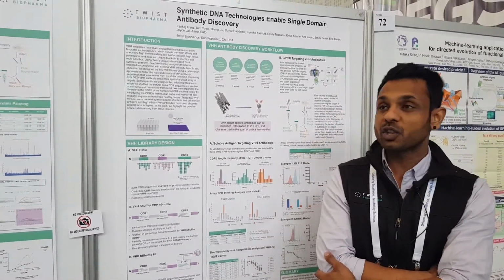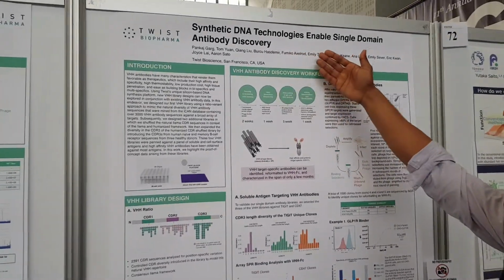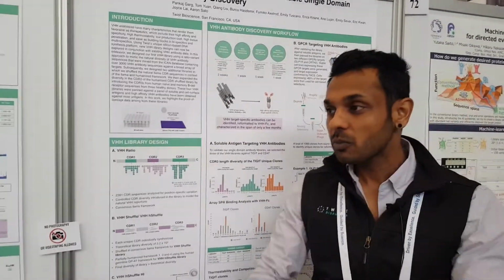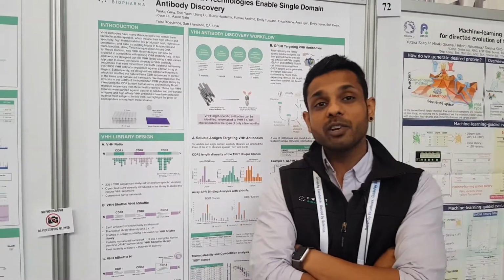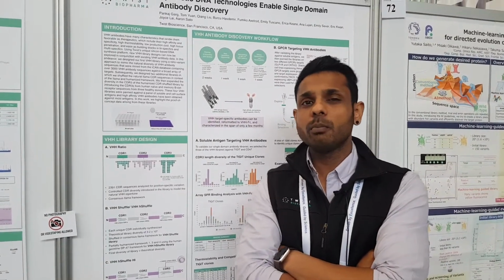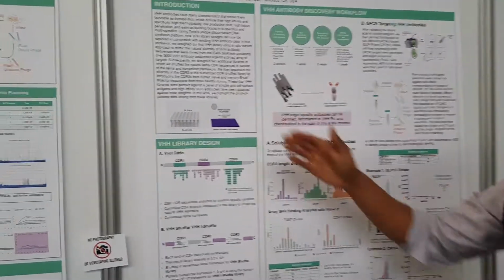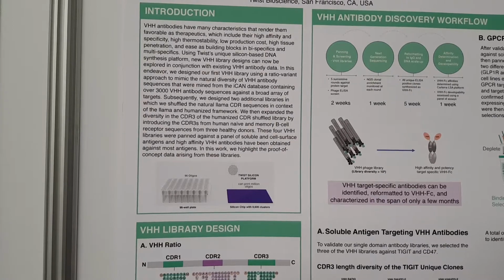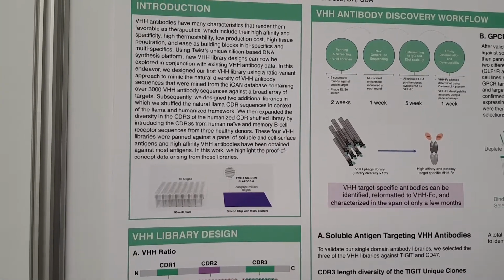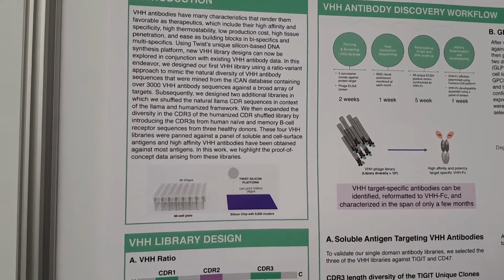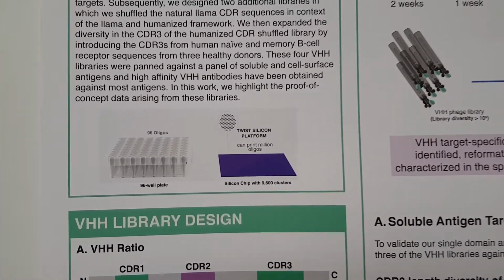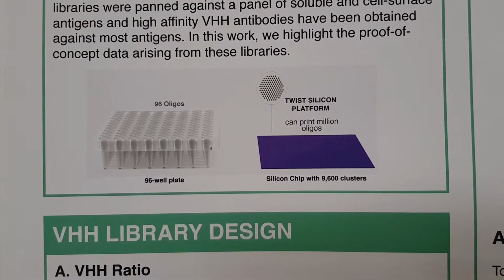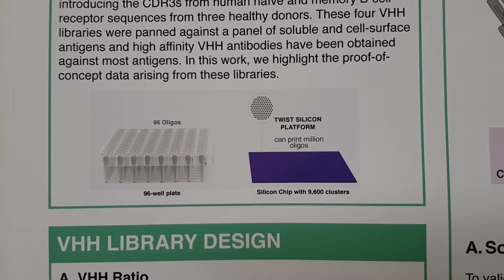Today, I'm presenting a poster titled Synthetic DNA Technologies Enable Single-Domain Antibody Discovery at PEGS Europe in Lisbon. At Twist Biopharma, we are leveraging Twist's unique capability of printing millions of oligos on a single chip. We use these oligos to build phage libraries that we can pan to develop antibodies against any given target. Today I'm going to describe some of the single domain antibody libraries that we built based on this unique Twist oligo printing technology.